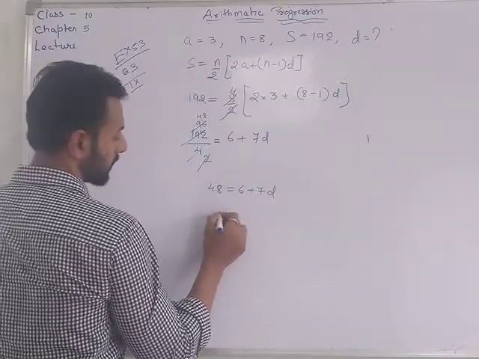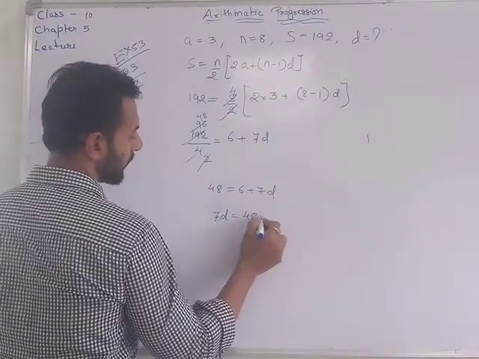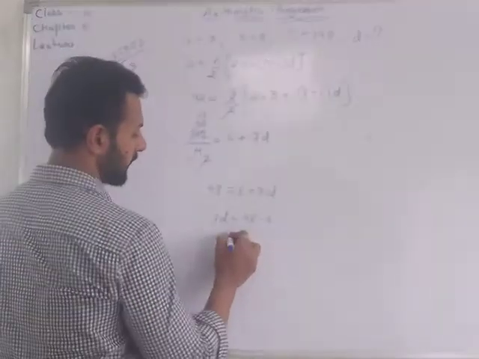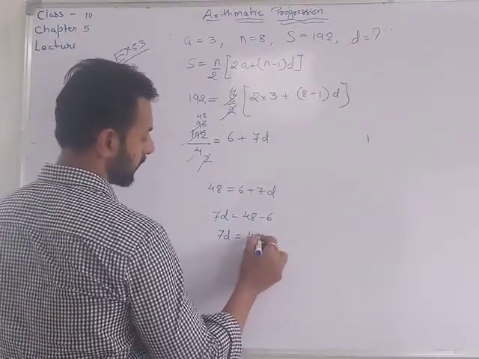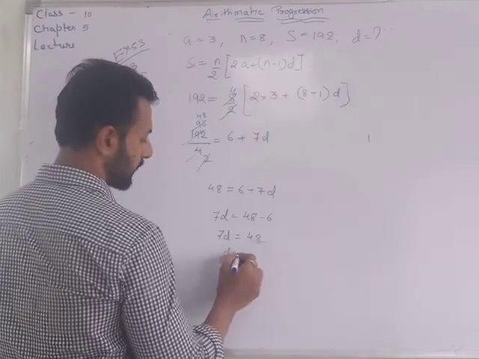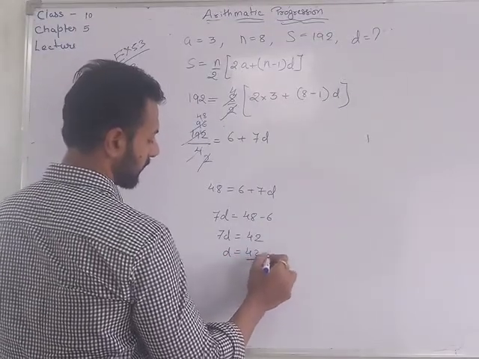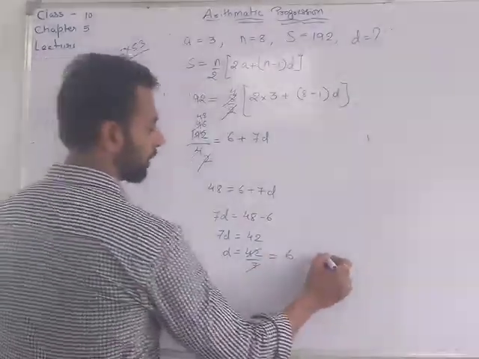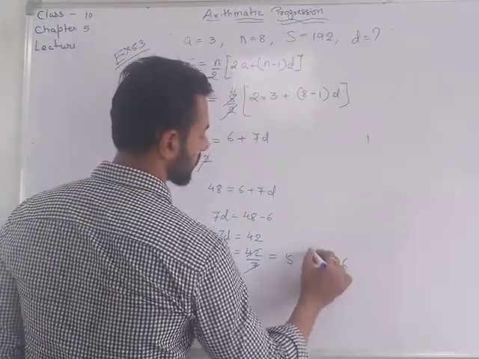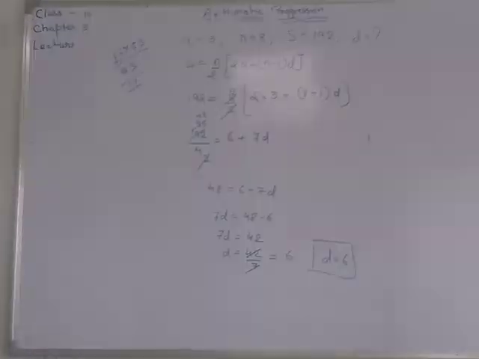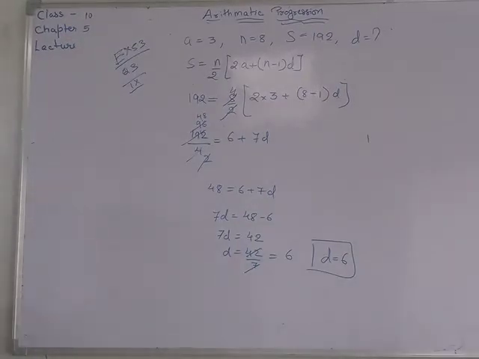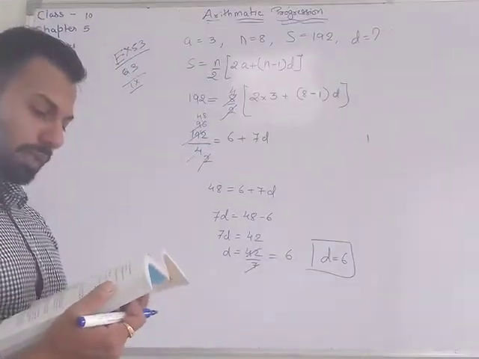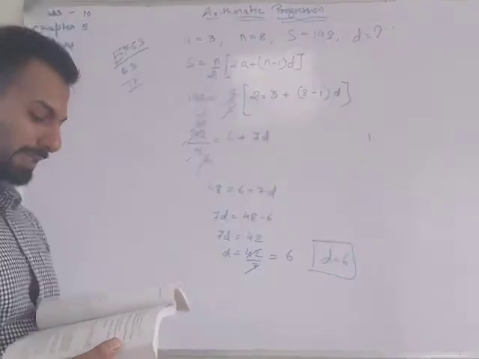Taking 6 to the other side, 7D is equal to 48 minus 6, so 7D is equal to 42. D is equal to 42 by 7, which is 6. So the common difference D is equal to 6. In this manner we have to identify the missing values. Now let us move to the next question, word problems from exercise 5.3.